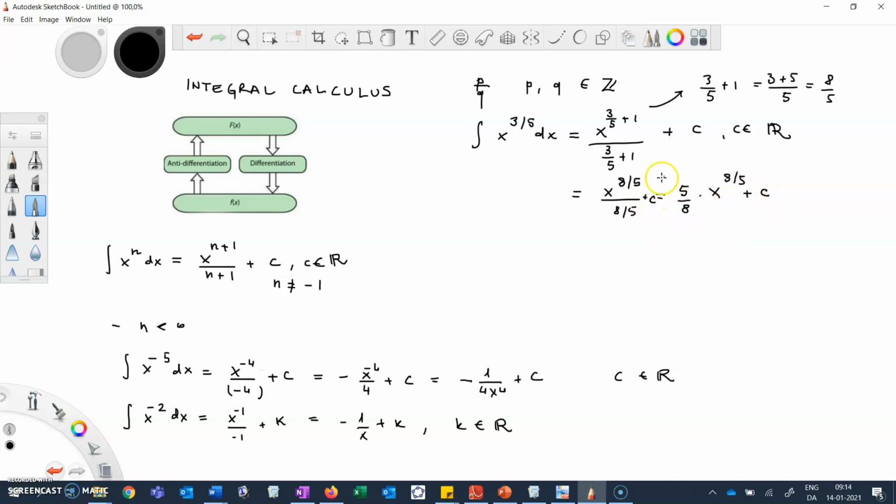This is a bit more nasty, right? But somehow that's how it is. If I derive again this result, I will find exactly the integrand. A more common, of course, integrand is the square root, right? The square root, I can rewrite it as x to the power of half dx. And now my result is going to be x to the power of half plus 1, which is 3 over 2, divided by 3 over 2, plus a constant, where the constant is a real number.